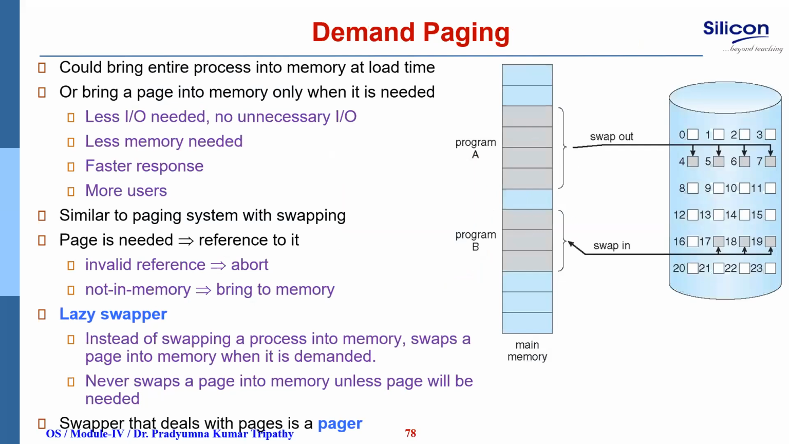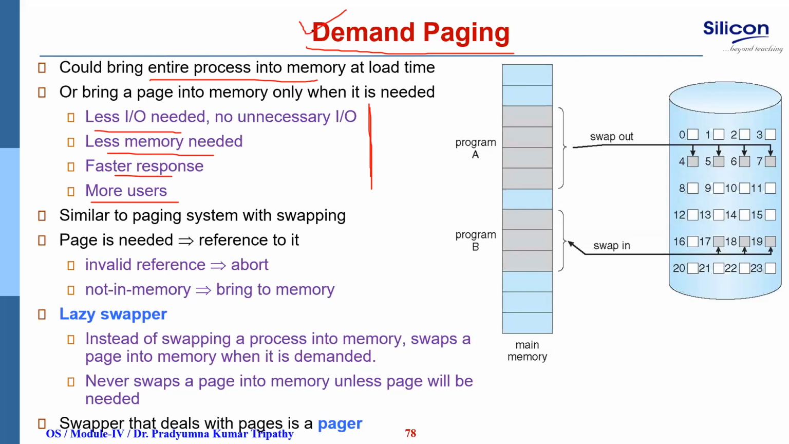So coming to demand paging, this is important. As I said, demand paging is what? A page will not be loaded into memory unless and until it is demanded. We could bring the entire process into main memory at load time, or bring a page into memory only when it is needed. If I bring only a page when it is required, then less IO is needed, less memory is needed, response is faster, and more users can be satisfied. These are the advantages we get if we go for demand paging.